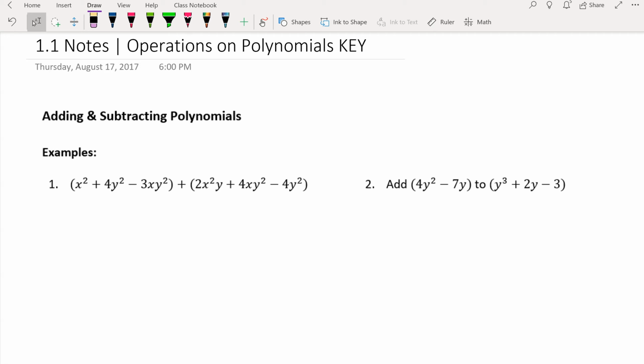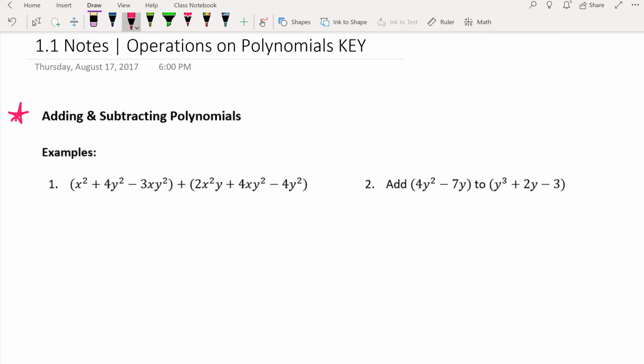All right, y'all, we are in Unit 1. This is a new unit, and we are going to do a little bit of review today. This unit is all about polynomials, so make sure you write down 1.1 notes, operations on polynomials, and y'all actually should know a lot of the stuff that we do today. It should feel familiar, so let's see if that's true. We're going to start with adding and subtracting polynomials today.